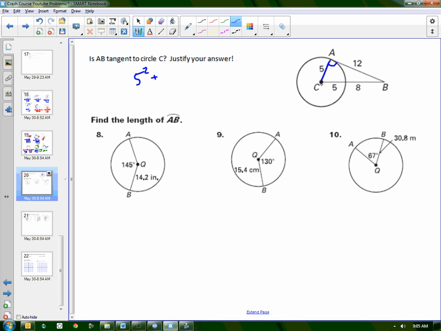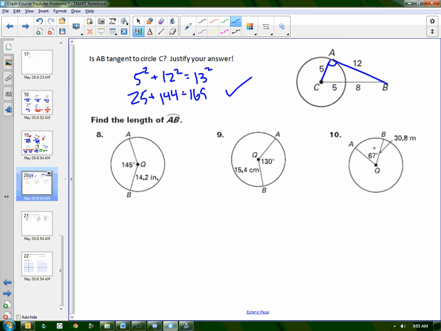So 5 squared plus 12 squared, that should equal this distance, which is 5 plus 8, 13 squared. Does 5 squared plus 12 squared, does 25 plus 144 equal 169? Yes, it does. That's actually a special right. You should know that in your head. So this is a right triangle, which means AB is tangent to the circle C.